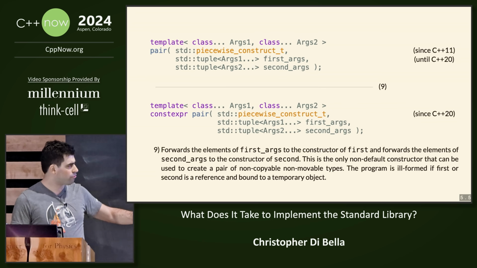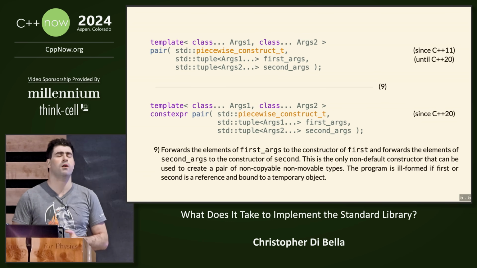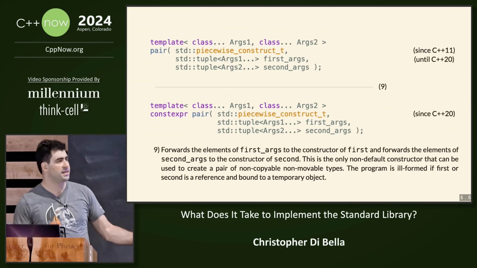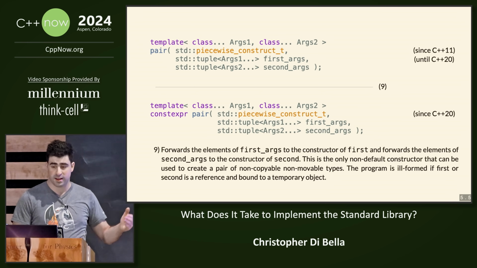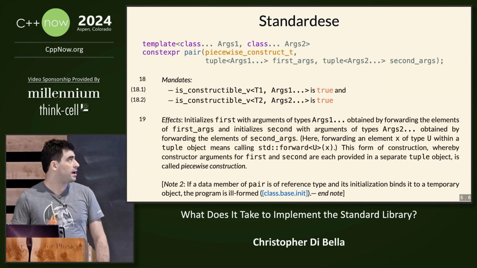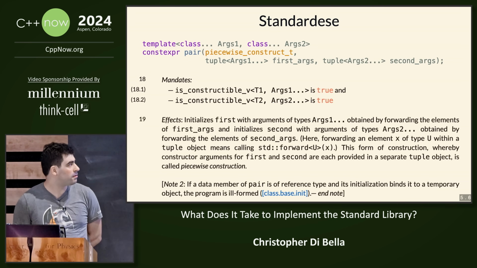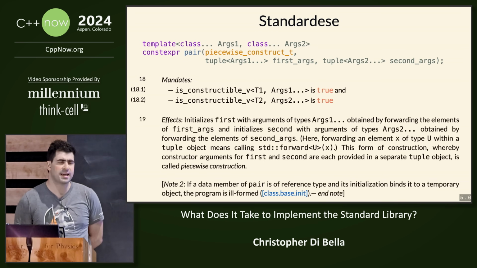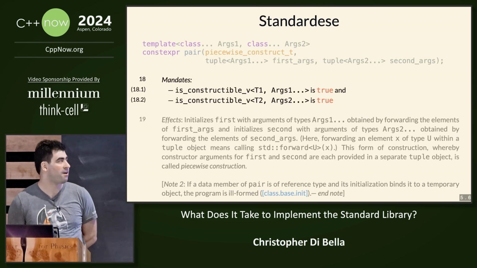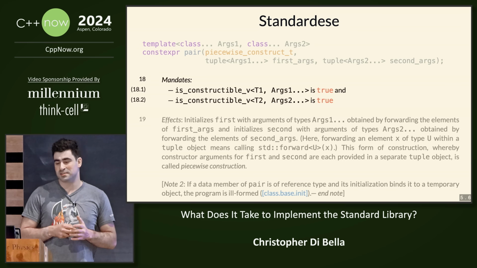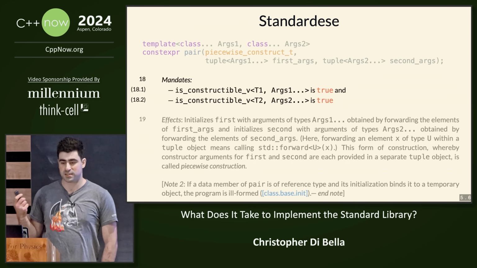And so it goes through the description of what a user can expect for std::pair's piecewise constructor. Now this is the standardese from the first slide. Does anyone want to take a guess at what was missing from the CPP reference slide? Mandates. Sorry? Mandates. Yes, the mandates paragraph is missing. And that is actually a big deal. So let's talk about what mandates means.